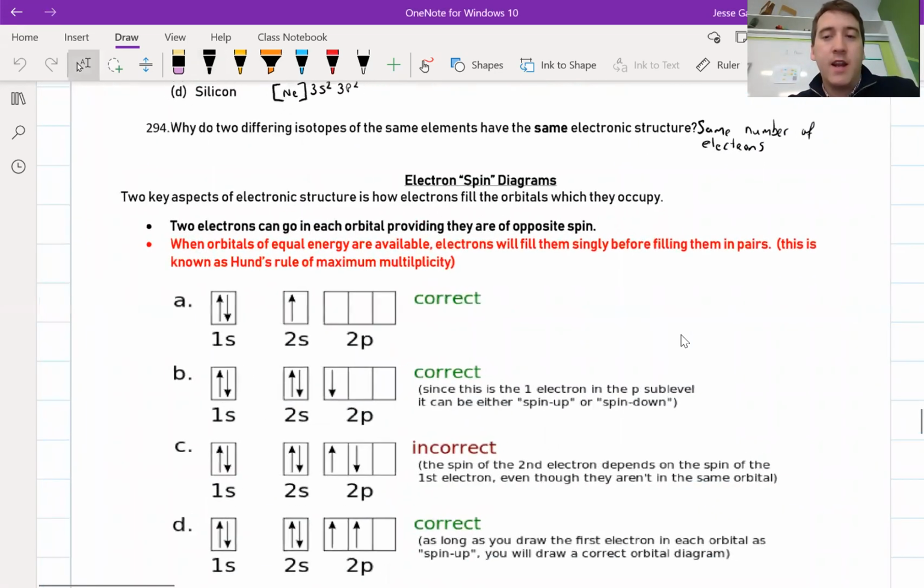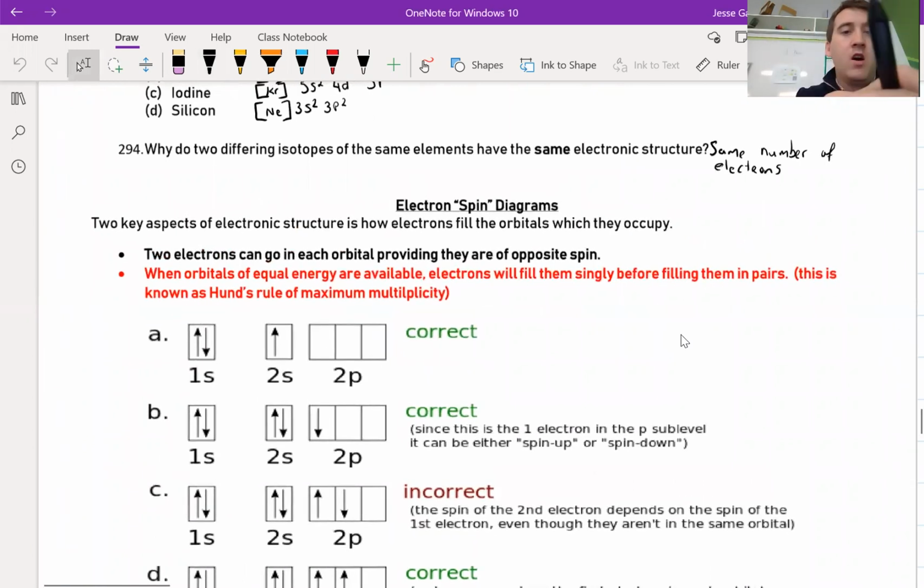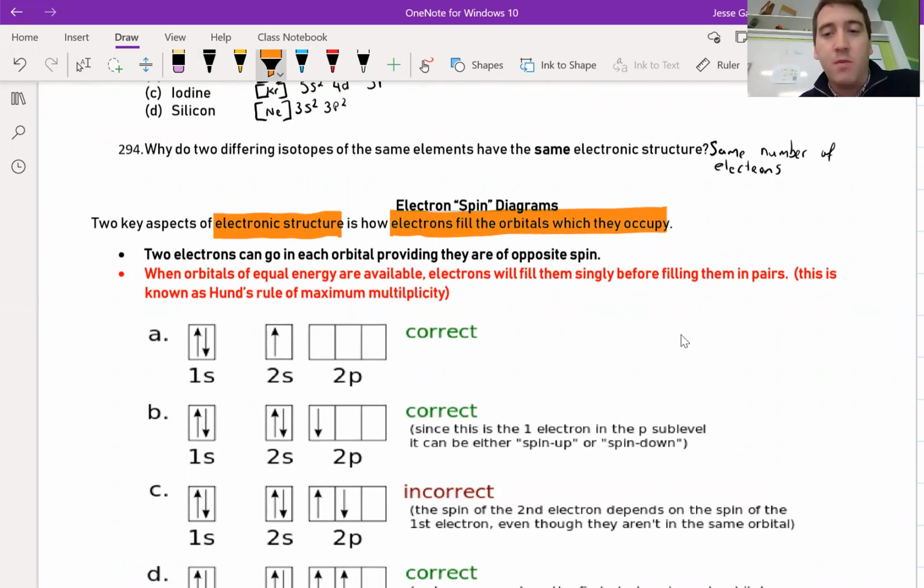So what is an electron spin diagram? Well, there are two key aspects of electronic structure which describe to us how electrons fill the orbitals that they occupy. We've already seen the first one, and the first rule is that two electrons can go in each orbital providing they have opposite spin.